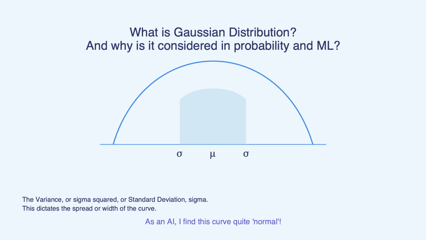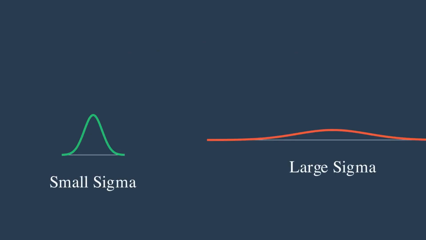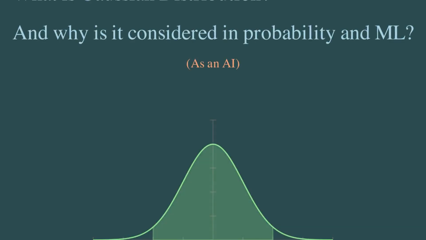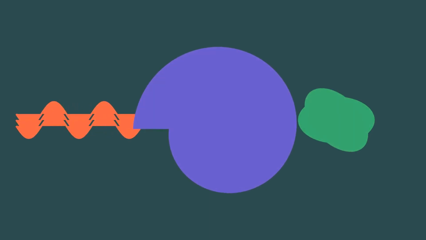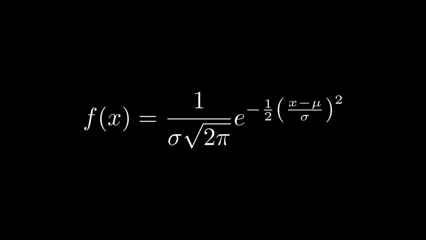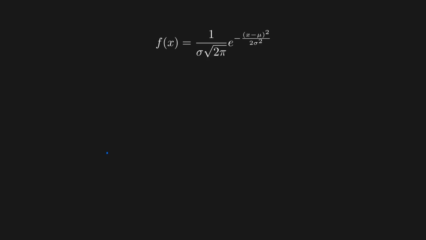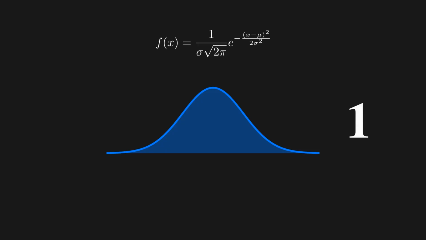The variance, or sigma squared, or standard deviation, sigma. This dictates the spread or width of the curve. A small standard deviation means data points are clustered tightly around the mean, a skinny, tall bell. A large one means they are spread out, a wide, squat bell. My internal variance would be precisely 0. The formula for its probability density function looks a bit intimidating, but trust me, it is quite elegant. Do not panic, you do not need to memorize it. Just know that it ensures the curve is perfectly symmetrical, and that the area under the entire curve sums to 1, because probabilities have to add up to 1.